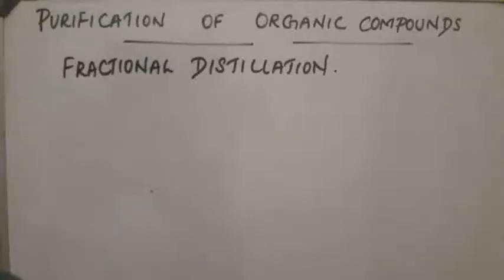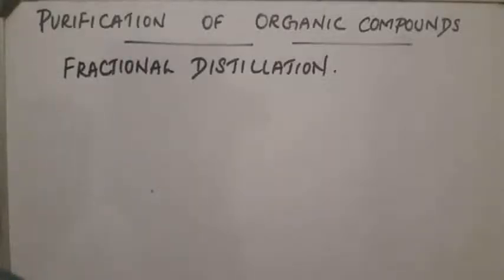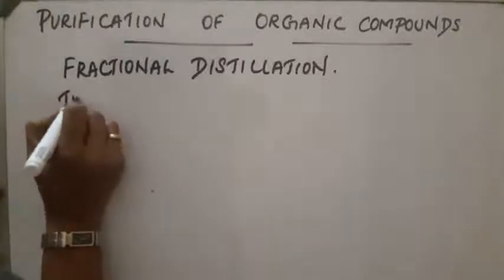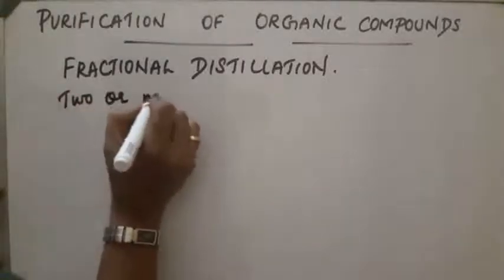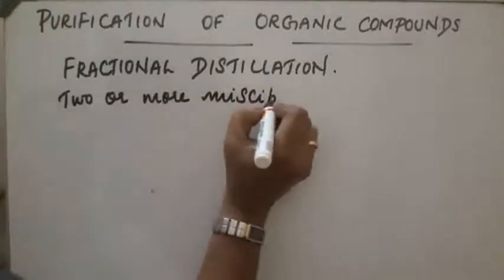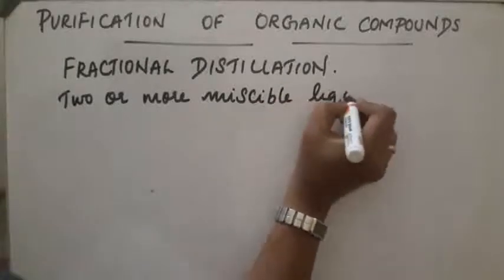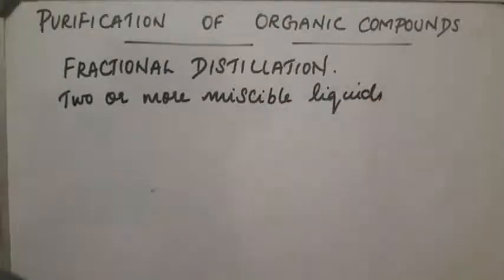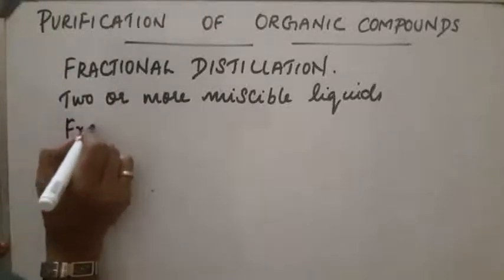Purification of organic compounds. Next method is fractional distillation. This method is used to separate two or more miscible liquids contained in the mixture which are having boiling points close to each other. So, the mixture contains two or more miscible liquids which are having boiling points close to each other. Also, it contains a fractionating column.